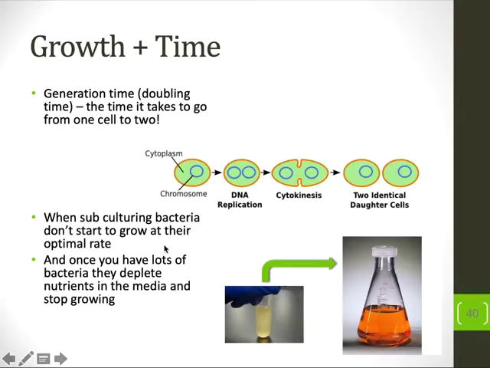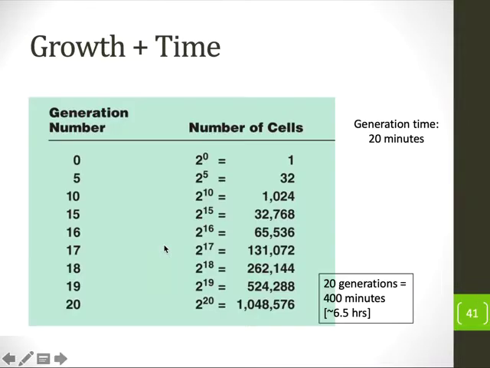So if you look at generation time for E. coli, E. coli divides every 20 minutes. So E. coli with the right conditions, with the right food supply and all that, every 20 minutes it's going to divide. So at time 0, you just have 1. After 5 generations, you're going to have 32 of them. After 10 generations, you're going to have 1024.